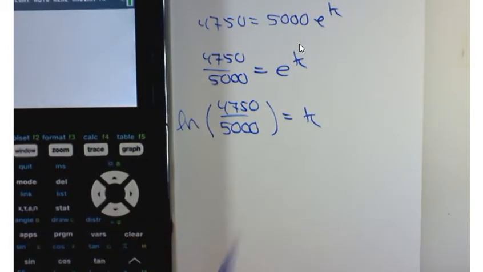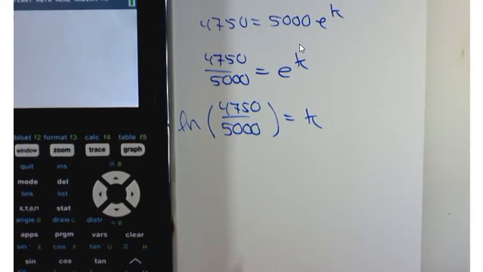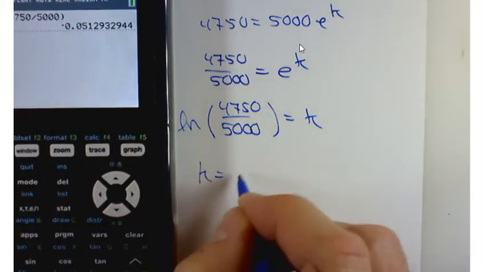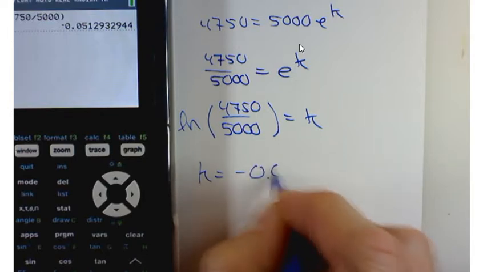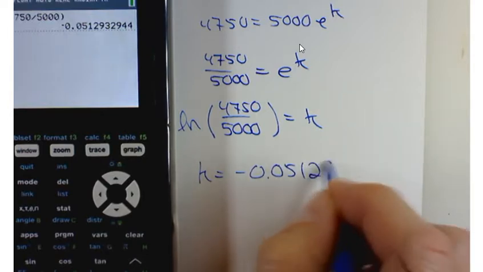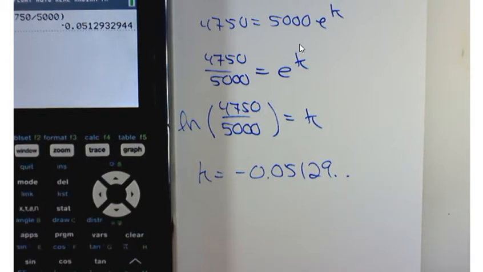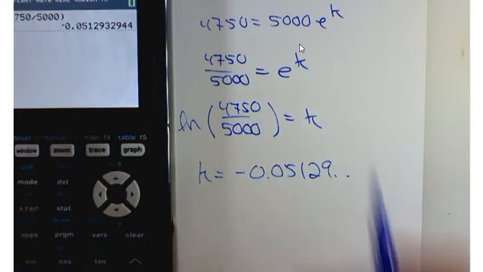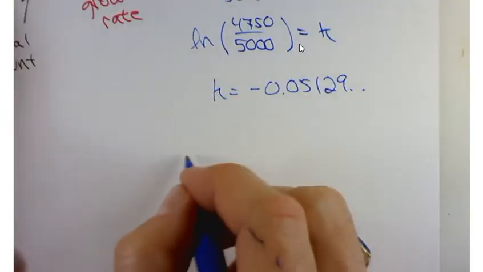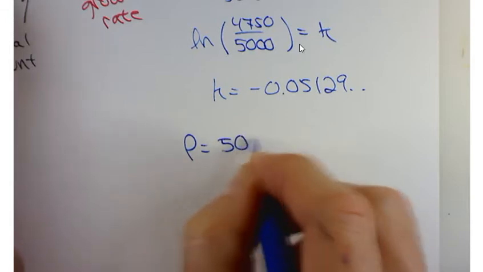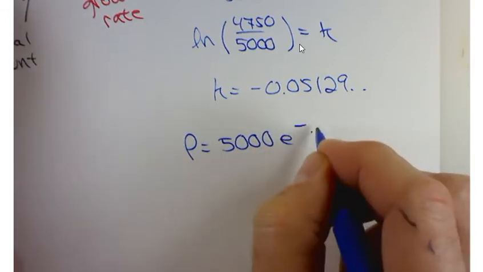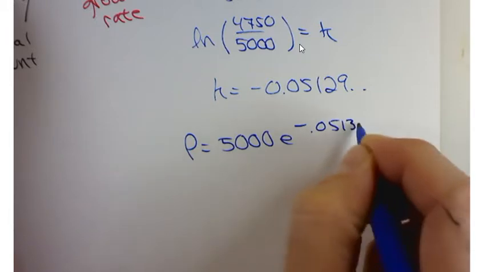So ln of 4,750 divided by 5,000, negative 5.1. So k equals negative 0.05129, etc., or about a negative 5.13% growth rate. Your final answer should look like this: P equals 5,000 e to the negative 0.0513 t.